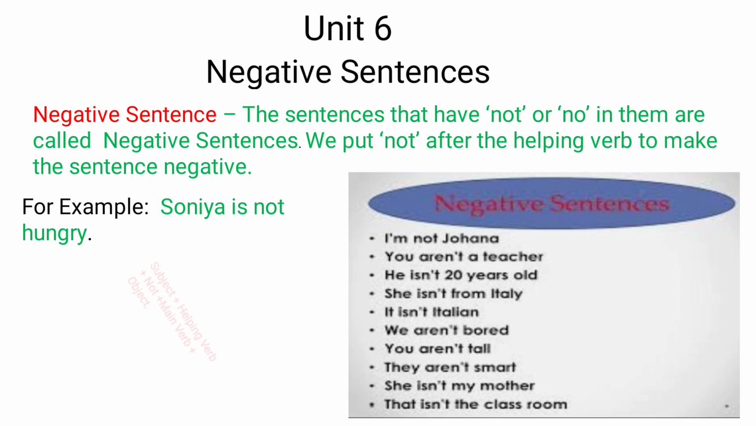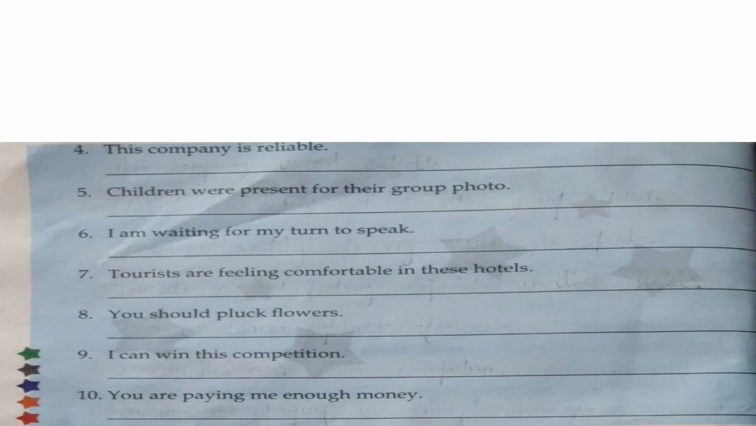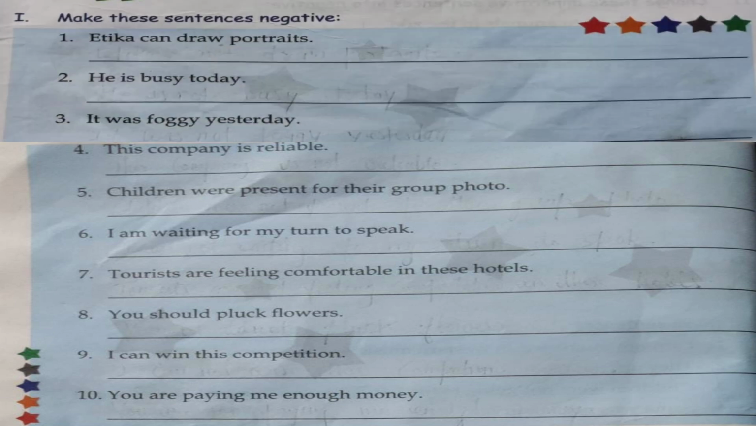So let's find out the sequence. First of all, we put the subject, then the helping verb, then not, then the main verb, and then the object. Is it clear? So, you all can see on my screen exercises from your book. The first one is Itika can draw portraits. It's a statement sentence, an assertive sentence, and we have to change it into a negative sentence. Itika can draw portraits becomes Itika cannot draw portraits when changed into a negative sentence, right?